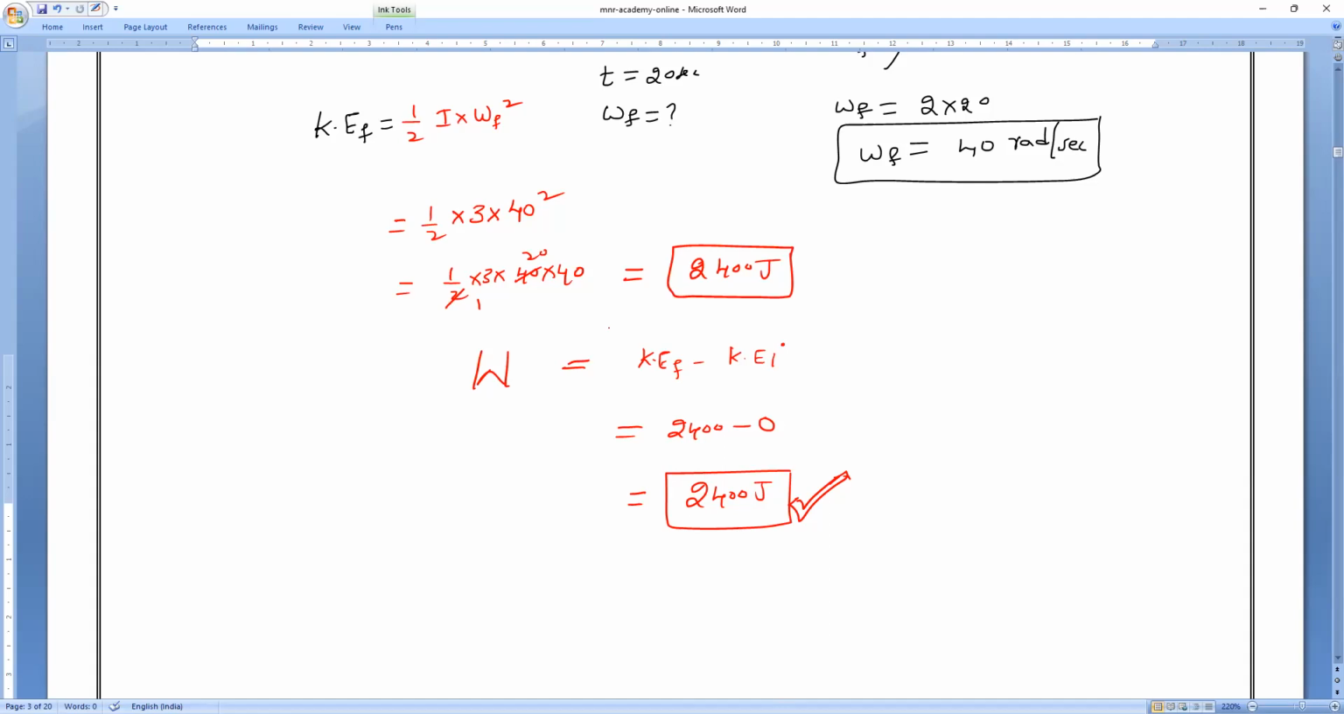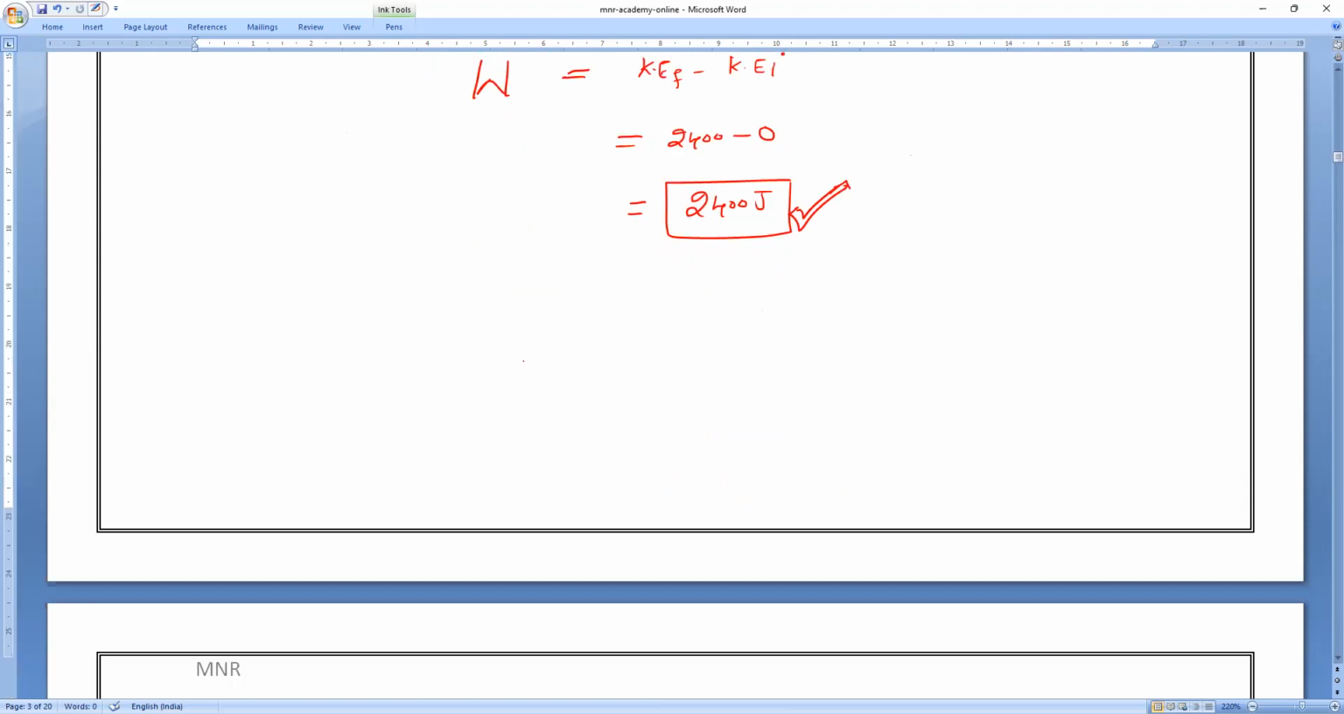So what is this work energy theorem? It is related to work done. We all know the work energy theorem: work done by all the forces. So let me take the proof now. Work done by all the forces is equal to what, everybody? Change in kinetic energy, which means final kinetic energy minus initial kinetic energy.